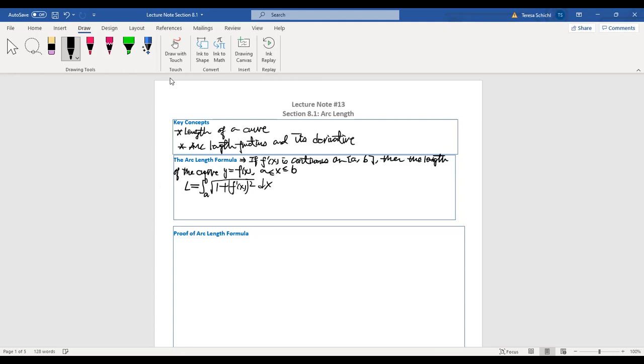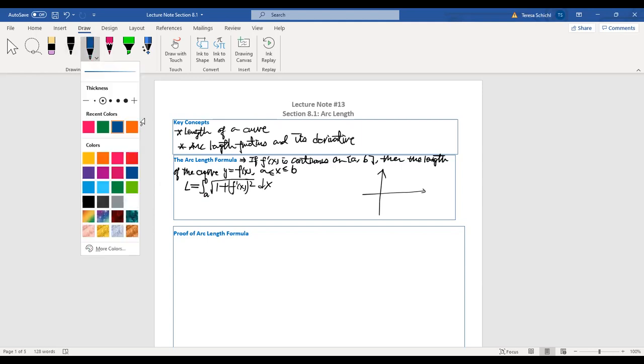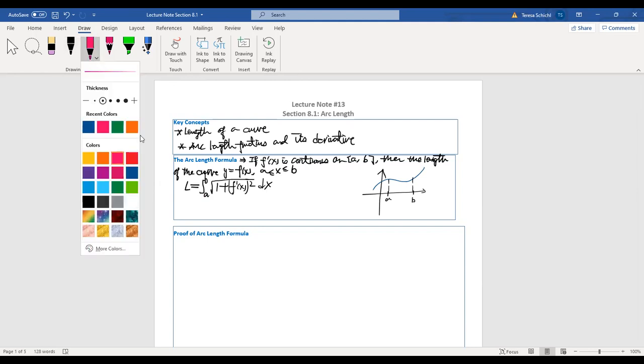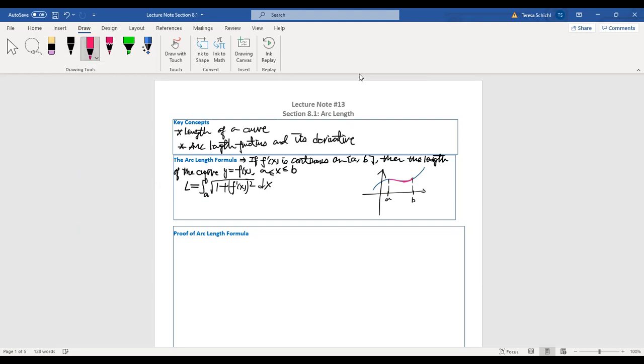So what is this formula trying to find? If I have a function here, and this is my a, and this is my b, then between a and b I'm looking for the length of the curve. How do I get the length of this function? That's what this formula tells us.